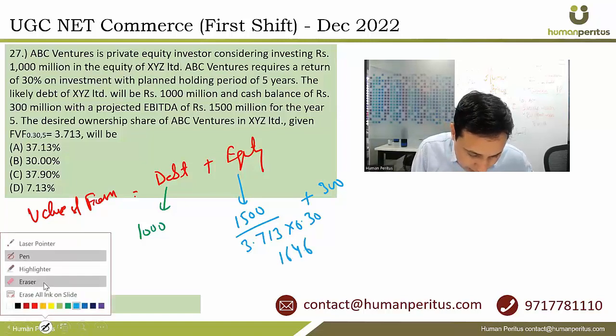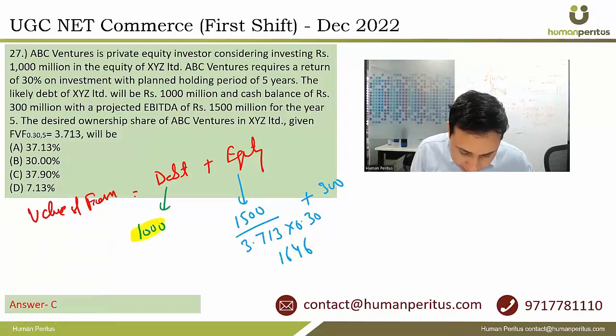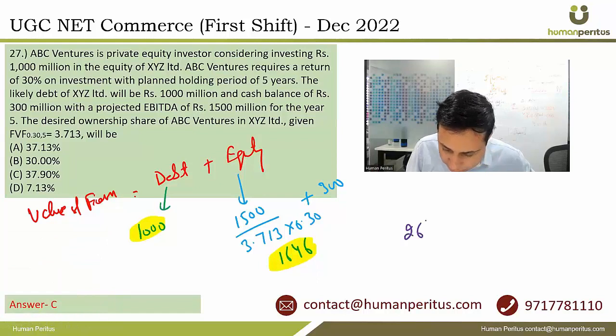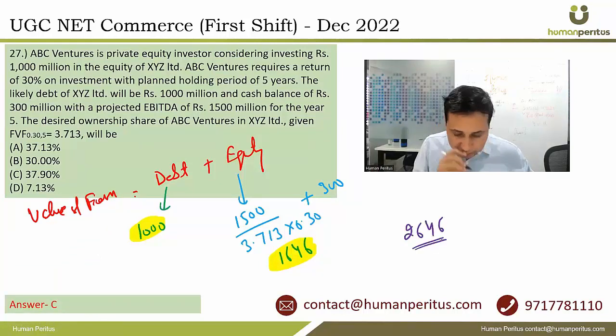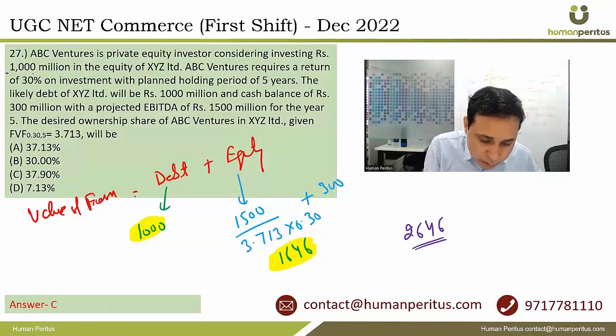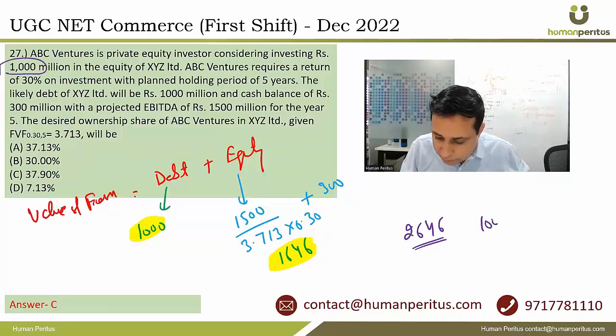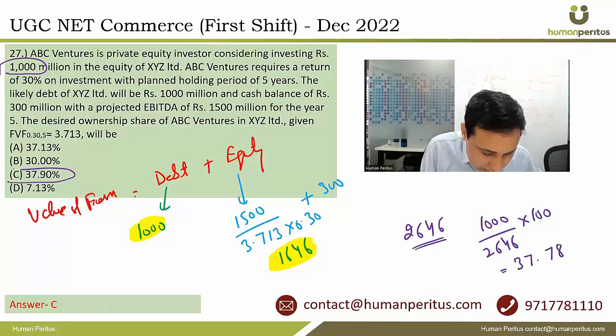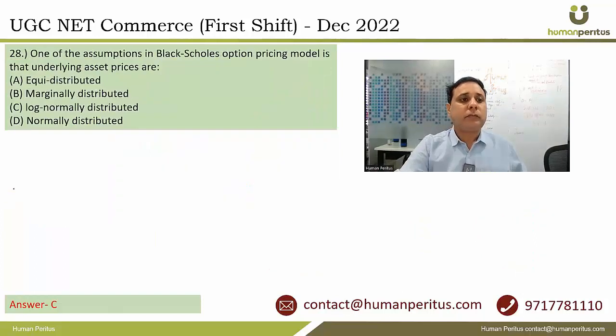If we add both, 1000 and 1646, it becomes 2646, which is my value of firm. What do we need to find? Desired ownership. So desired ownership for investing 1000 million will be 1000 divided by 2646 into 100 to get the percentage. It comes out to be 37.78. Correct answer is C. Next one.